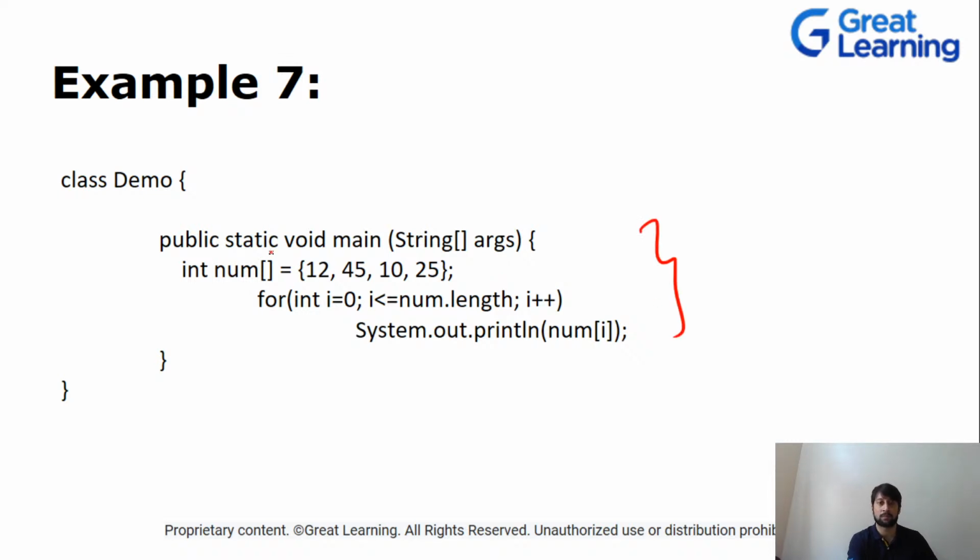Quickly, what will be the error? We have this main method over here, and in this we have defined an array, and then we are looping around the array, and that's it. This is another example over here. Quickly, guys. Is there any error in this?